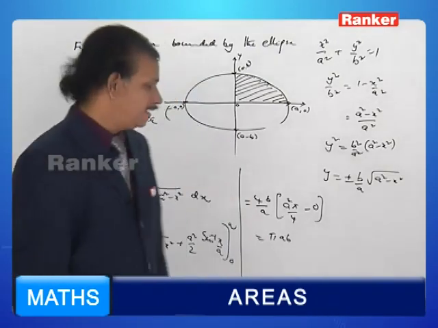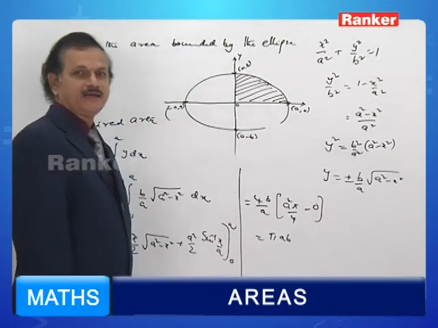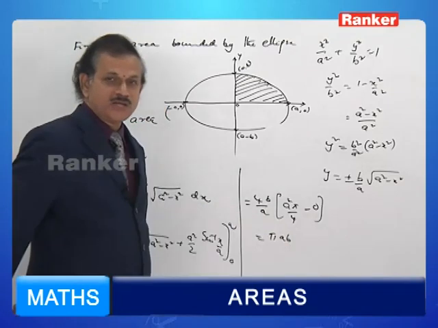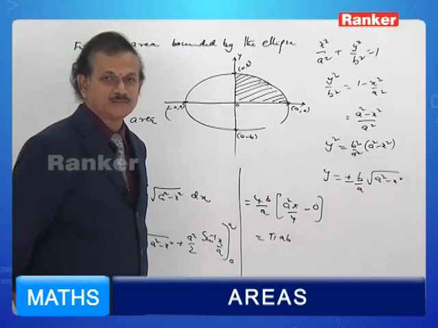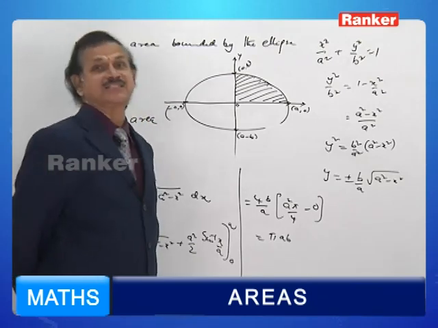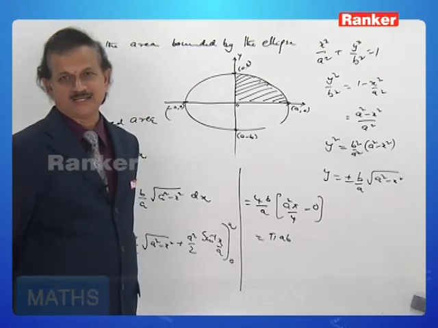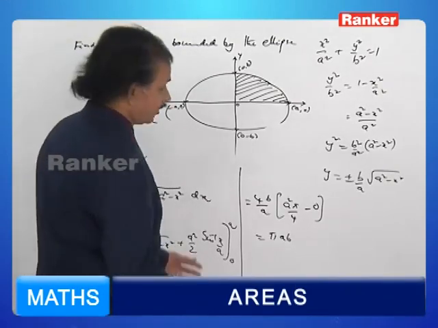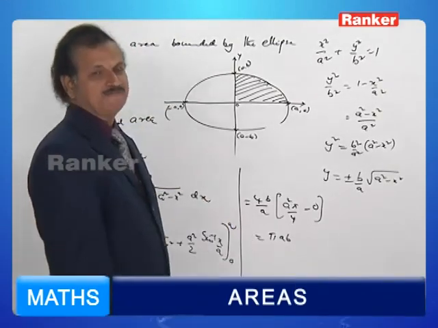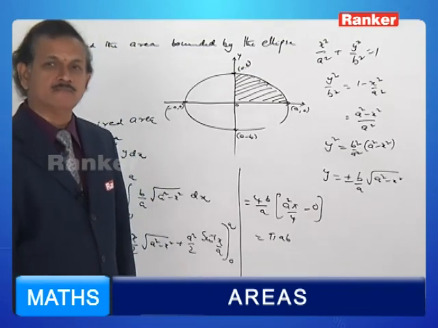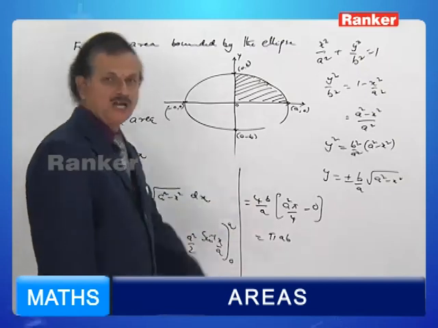Well done. To estimate the area of a circle from pi ab, you put b is equal to a. Pi a into a is nothing but pi a square. Hence the area of a circle is pi a square. Good. This is the way of deriving the area of a circle from the area of an ellipse.